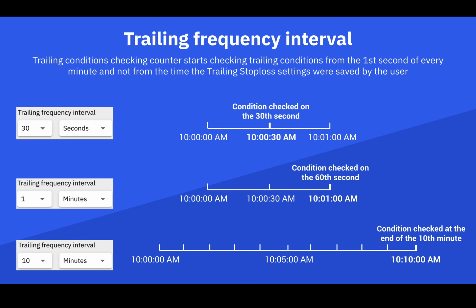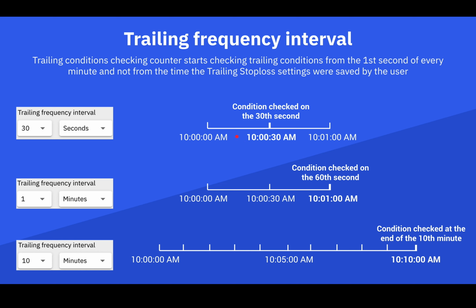Trailing frequency interval. Let's try and understand when and how often the trailing conditions are checked by the algo. Trailing conditions checking counter starts checking trailing conditions from the first second of every minute and not from the time the trailing stop loss settings were saved by the user. So for example, if you've given a trailing frequency interval of 30 seconds, the trailing conditions will be checked at the 30th second of every minute.